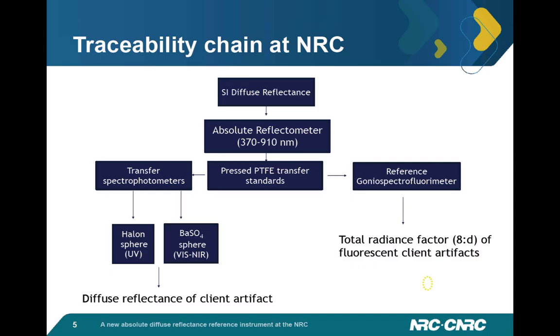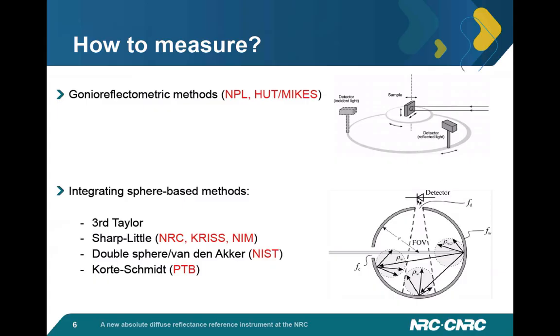Our traceability chain at NRC looks like this. We have an existing instrument, an absolute reflectometer that realizes a diffuse reflectance scale between 370 and 910 nanometers. We use that to calibrate these pressed PTFE transfer standards. These then get employed in our different instruments to, for instance, calibrate the diffuse reflectance of a client artifact, or in our fluorescence metrology projects to measure things like the total radiance factor of fluorescently whitened paper or something like that.